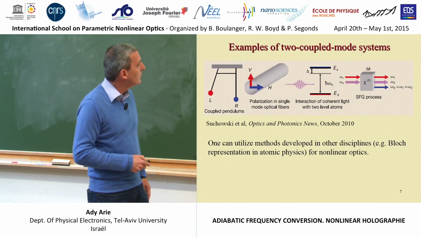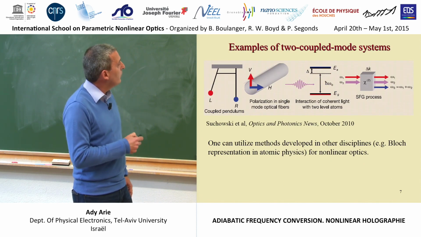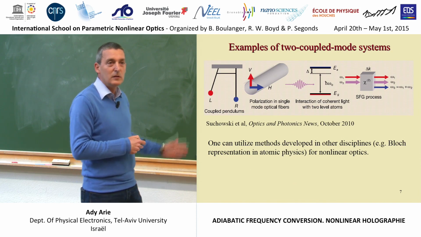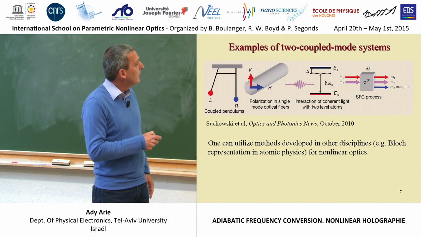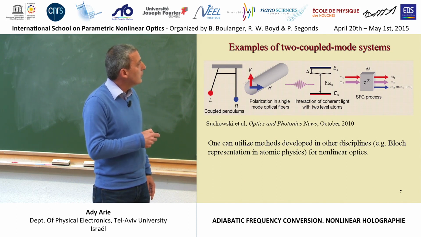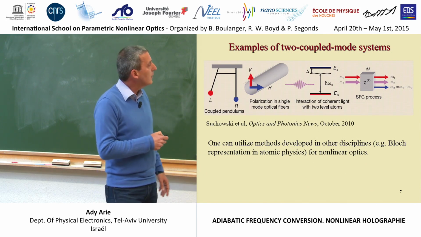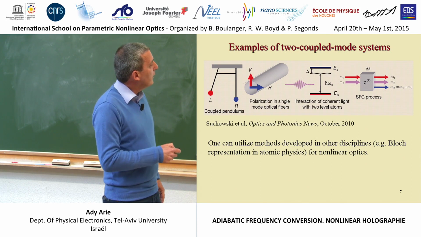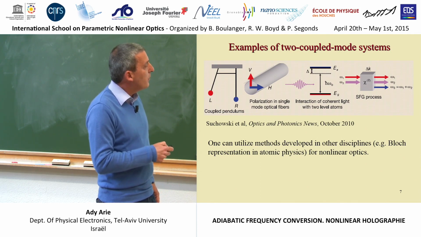So let me just show you some things that you are familiar with. For example, if you have two coupled pendulums, this is a two-level system. In an optical fiber, we have modes at the two polarizations, even if it's a single mode fiber, and they can couple between one another. We can have, for example, a two-level system which is coupled by light.